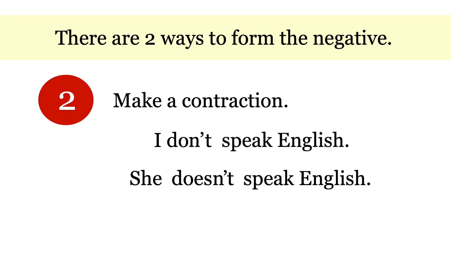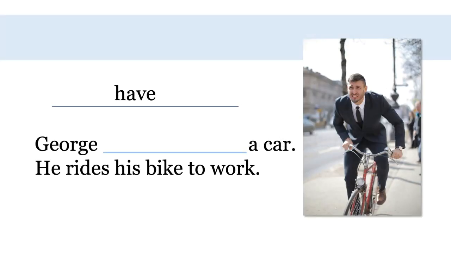Let's practice the negative forms. What goes in the blank? Use the verb have. First, try the long form. Remember, you need 3 words to form the negative. George does not have a car. He rides his bike to work. Now try the contraction form. George doesn't have a car. He rides his bike to work.